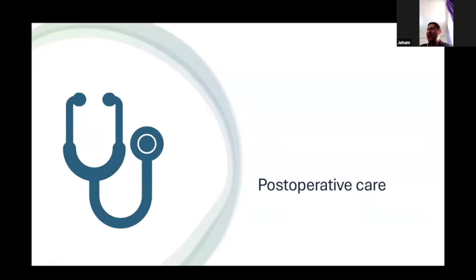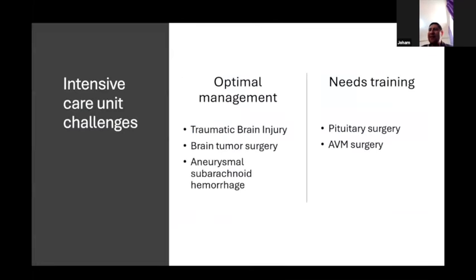Once we operated those patients, the post-operative care was also challenging, basically because the intensive care unit personnel didn't have the experience for managing some special cases. Of course, they had enough experience with traumatic brain injury, some brain tumor surgery, especially the extraaxial tumors or some cortical gliomas, and also aneurysmal subarachnoid hemorrhage. So those cases were well managed.